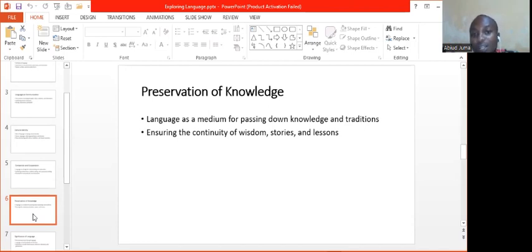So you find that the knowledge is being preserved, also ensuring the continuity of wisdom, stories, and lessons. So the lessons should ever continue, and also storytelling shall continue. And in storytelling, we discussed something like the narratives. And these narratives, you find that they were passed from generation to generation, and also wisdom. So that is the preservation of knowledge.